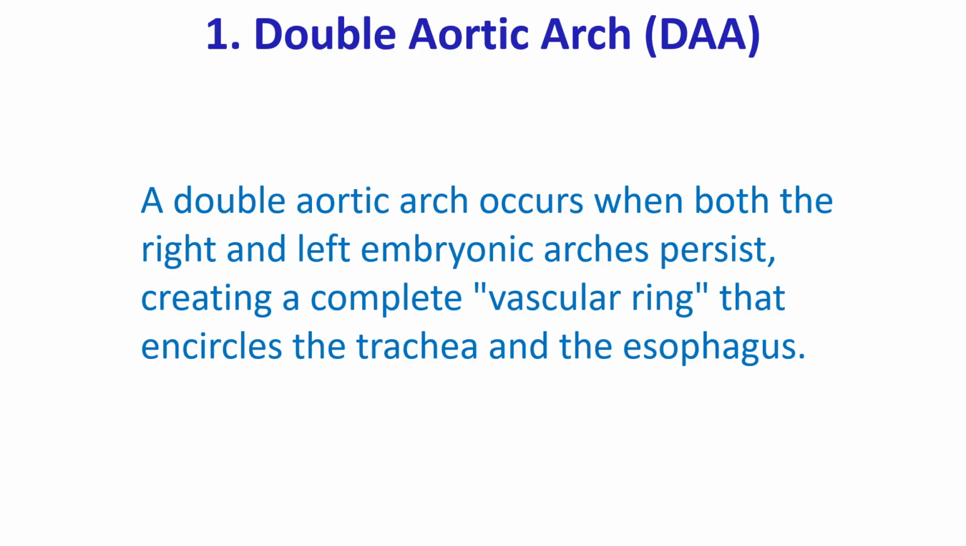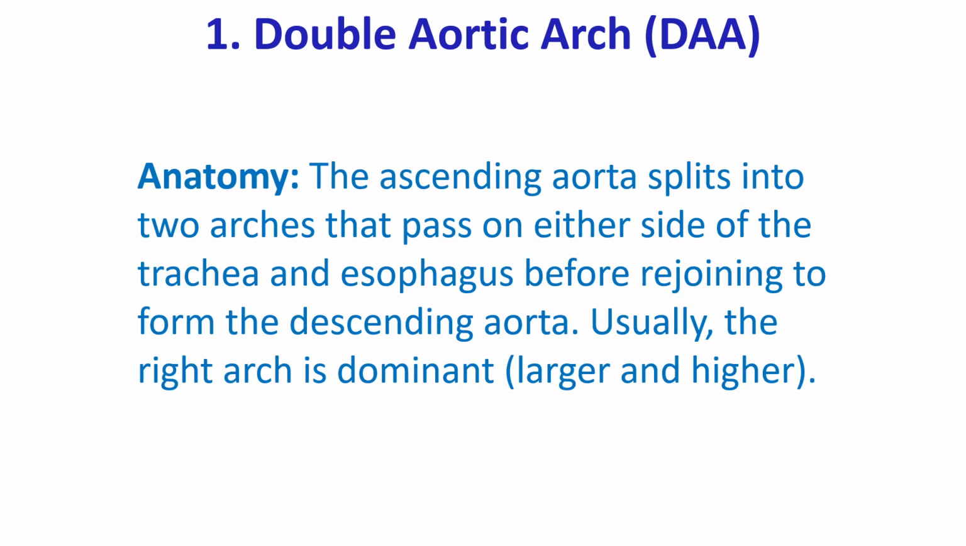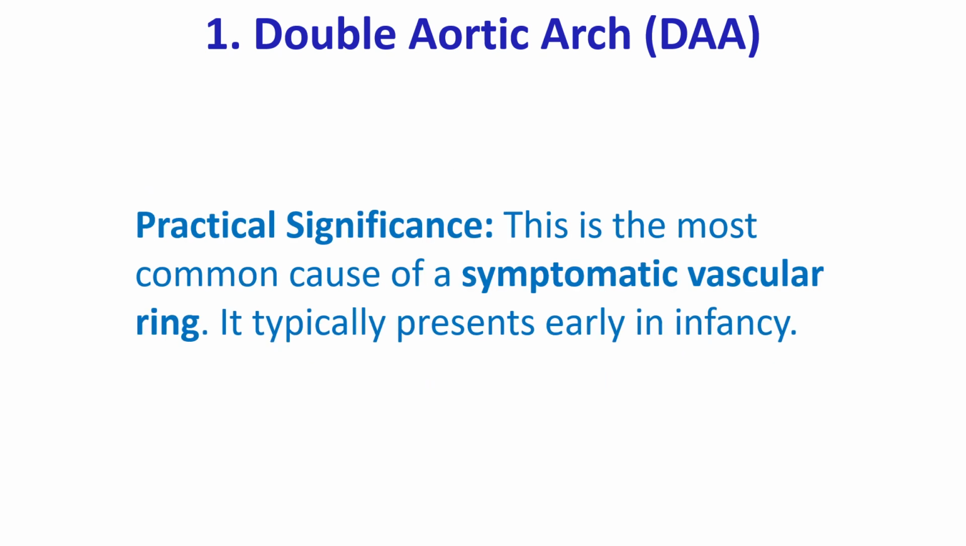A double aortic arch occurs when both the right and left embryonic arches persist, creating a complete vascular ring that encircles the trachea and the esophagus. The ascending aorta splits into two arches that pass on either side of the trachea and esophagus before rejoining to form the descending aorta. Usually, the right arch is dominant, larger and higher. This is the most common cause of a symptomatic vascular ring. It typically presents early in infancy.